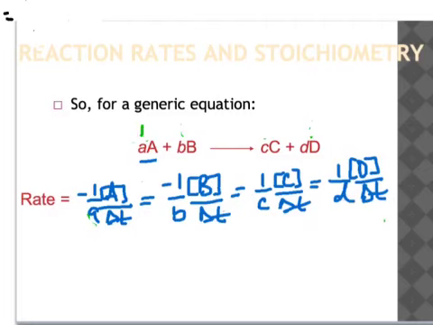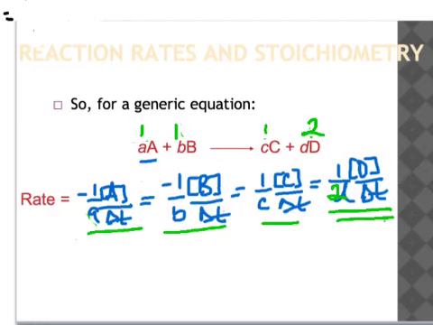Or, let's say this was a 1 to 1 to 1 to 2 reaction, then the appearance of D, if this is going to be a 2, is going to be at twice the rate as the appearance of C, and it's going to appear at twice the rate that B disappears, and it's going to appear at twice the rate that A disappears.